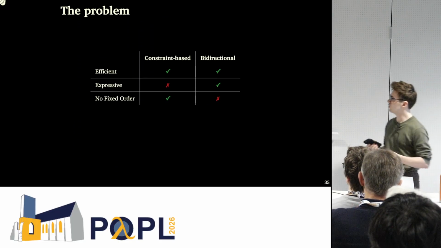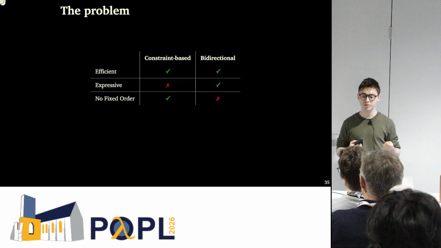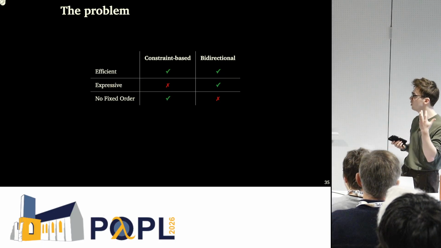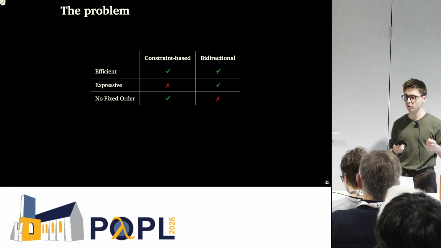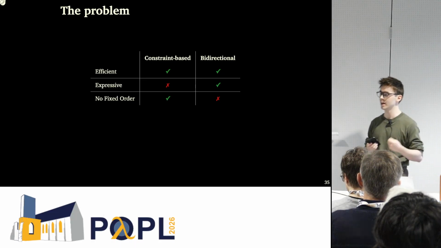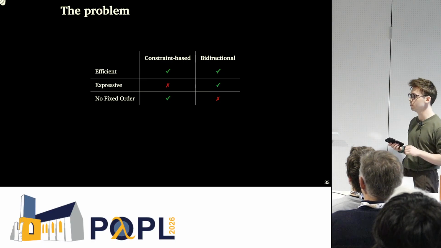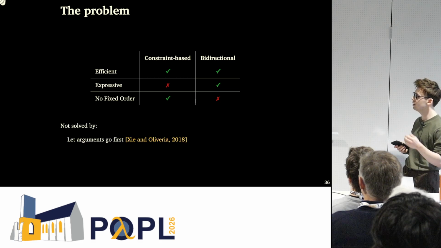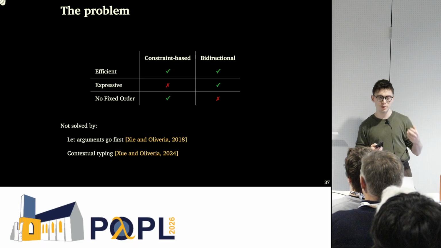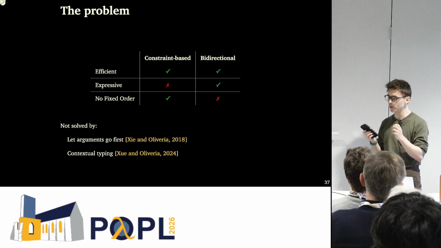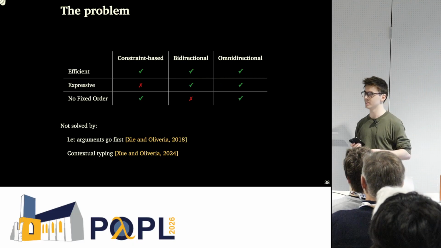So the problem at hand is that we have constraint-based typing and bidirectional typing. Both are efficient. Bidirectional typing, however, is more expressive. We're able to handle more complex features. But it has this problem of order sensitivity that constraint-based typing doesn't have. And there's been some work on improving bidirectional type inference to remove some of this order sensitivity. We first had let arguments go first, and more recently we've had contextual typing. But they still have some form of fixed directionality to them. And so our approach is omnidirectionality.